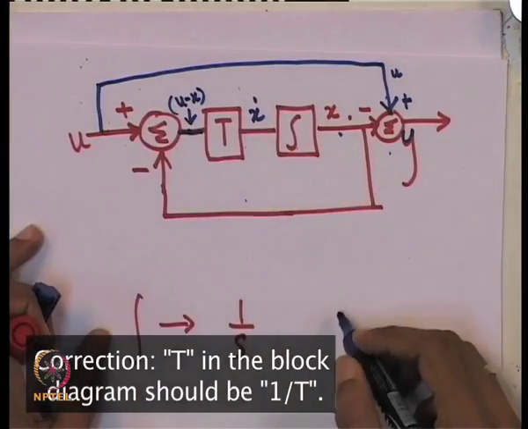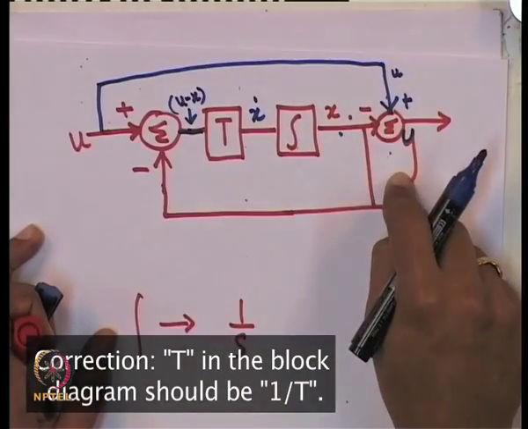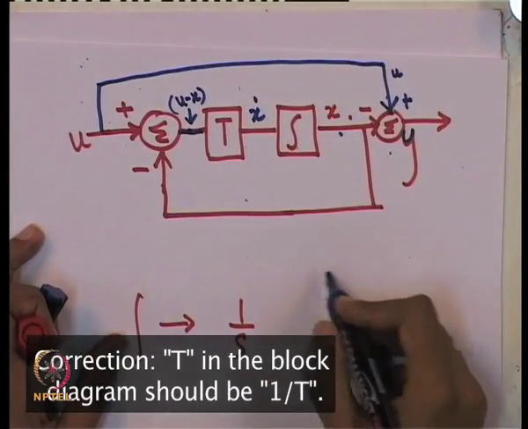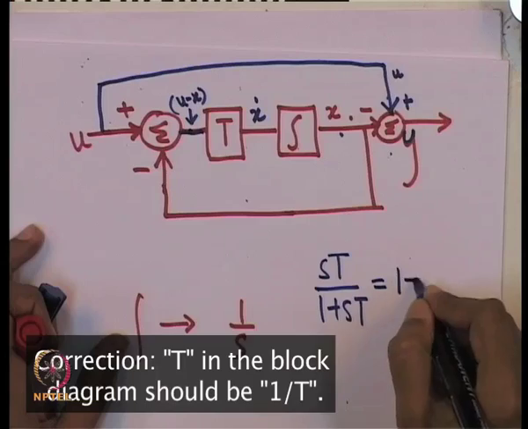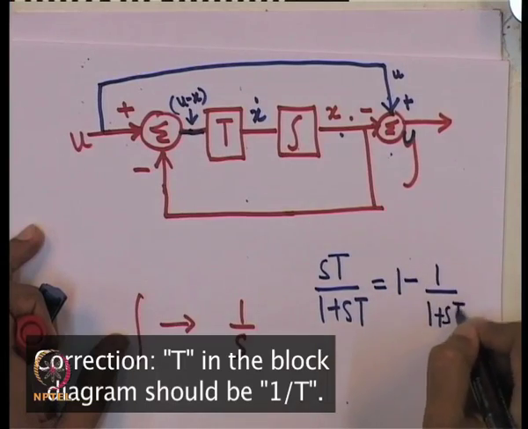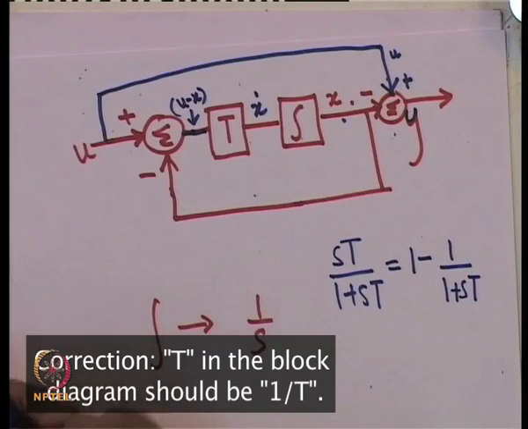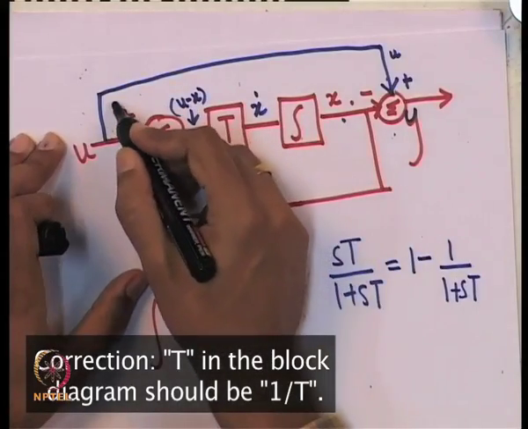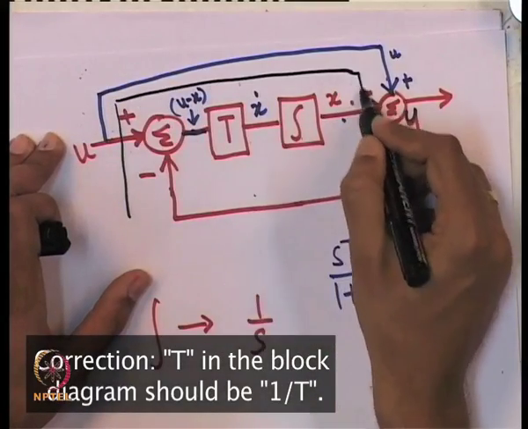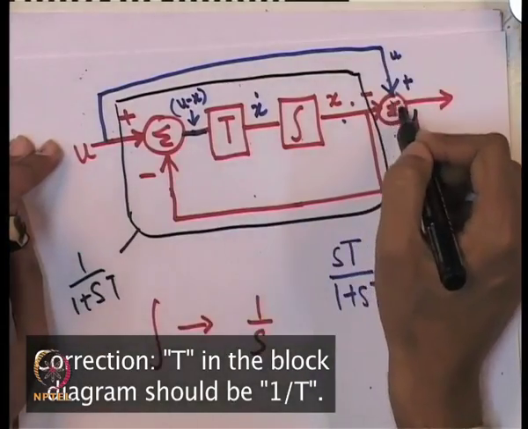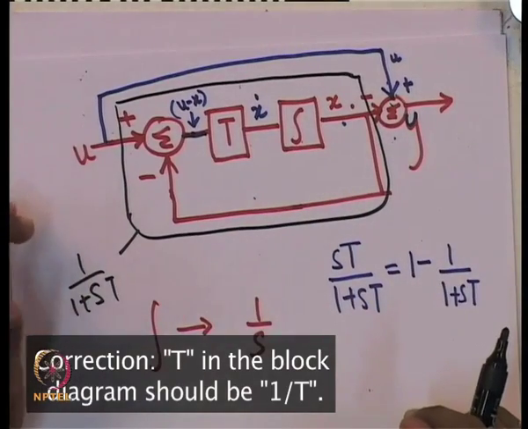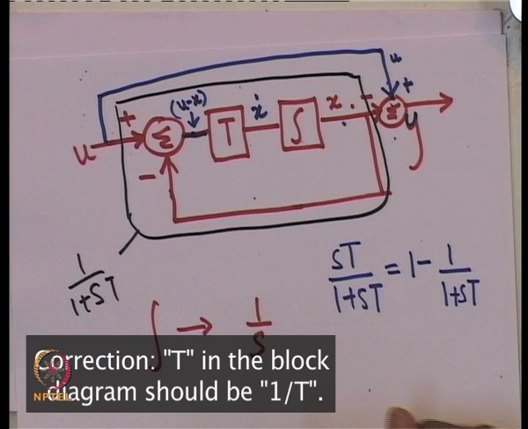So, this is known as a washout block. Remember, this extra thing here completely changes what you get. In fact, you can easily see that sT upon 1 plus sT is equal to 1 minus 1 upon 1 plus sT. So, it is not surprising you have got a block diagram of this kind, in which this whole thing is nothing but 1 upon 1 plus sT. So, you have got 1 minus 1 upon 1 plus sT. Okay? So, this is as far as one of another of the transfer functions goes.